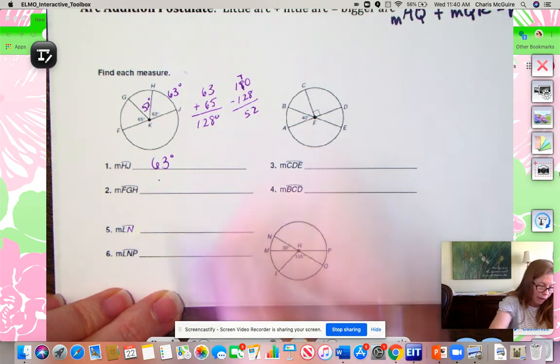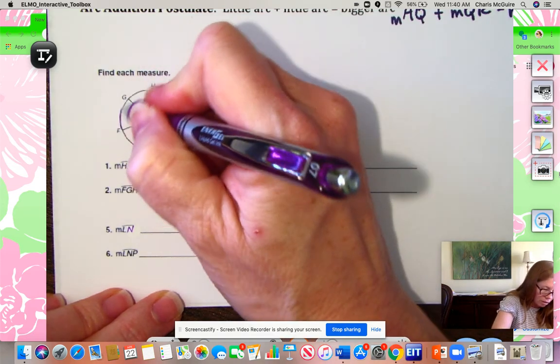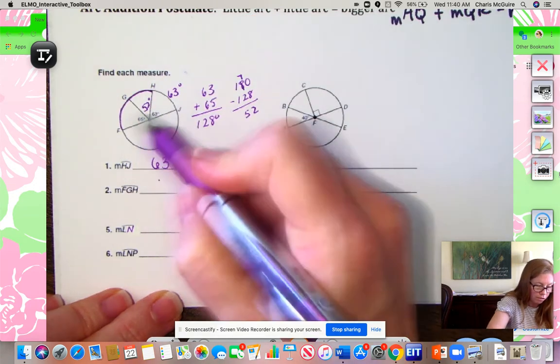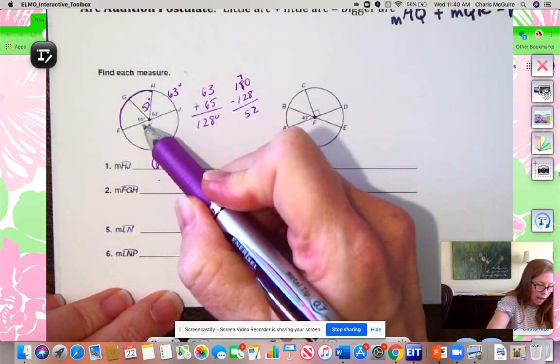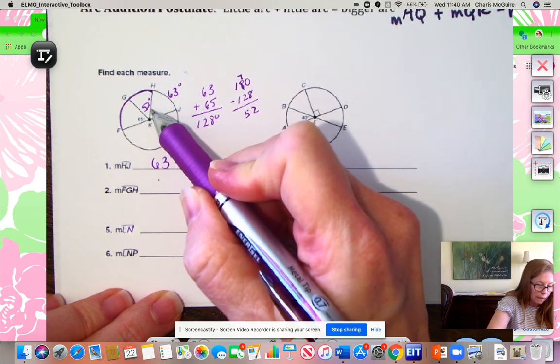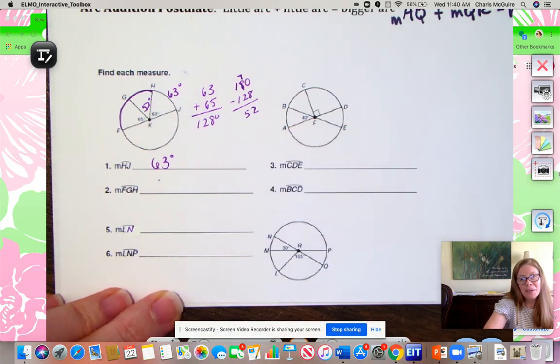Now we're going to go ahead and find FGH, right? So I got the 52 in there, and then I'm going to add the 65 plus the 52, and that's 117.